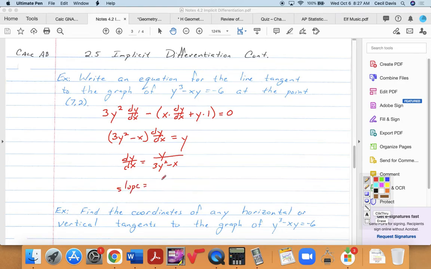So the slope will be 2 over 3 times 2 squared minus x, which is 7. So that's 2/5. So then y is equal to 2 plus 2/5 times x minus 7.